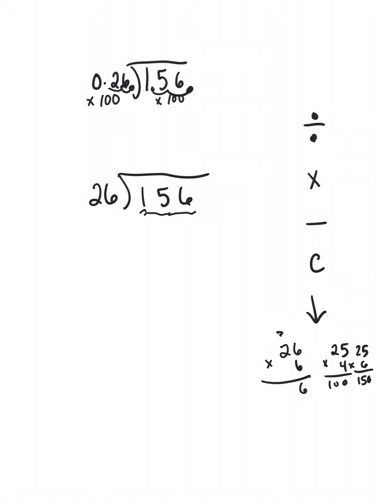6 times 6 is 36. 6 times 2 is 12, plus 3 more. Perfect. Okay, 6 times 26 is 156, and when I subtract, I get a remainder of 0. So the answer to this expression is also the answer to my original expression. So 1 and 56 hundredths divided by 26 hundredths equals 6.